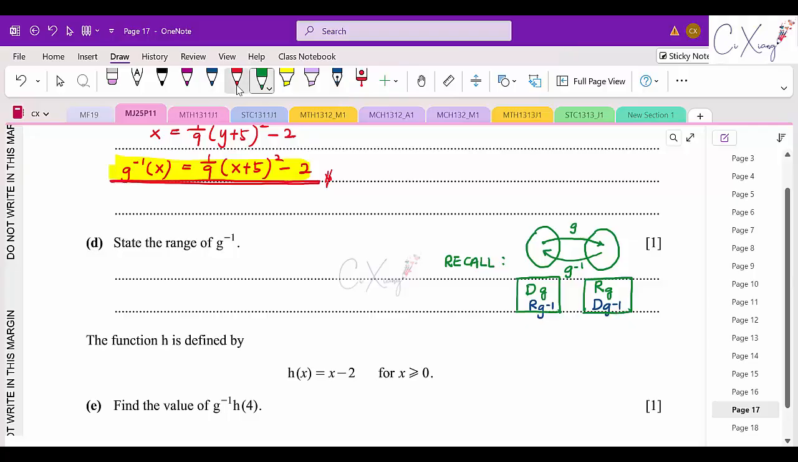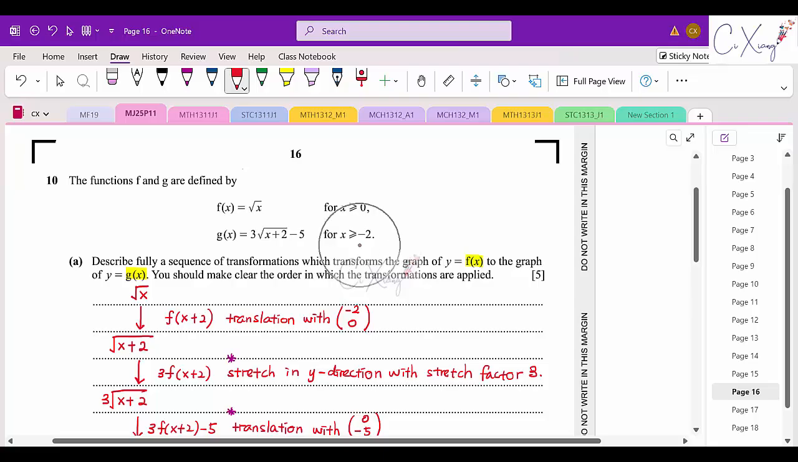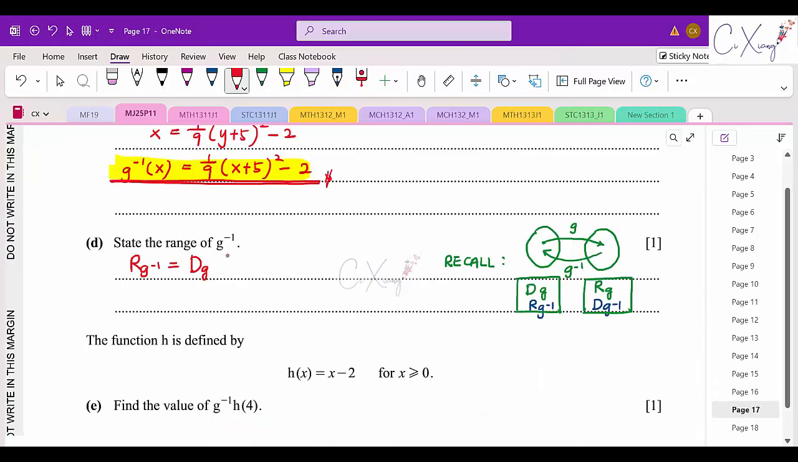Right, and now for this question, they ask us to state the range of G inverse. So we know that the range of G inverse is equal to the domain of G. So very easy, you just need to refer back to your function G. What is the domain for function G? x greater than or equal to -2. So in our answer here, to write out the range of G inverse, it is also greater than or equal to -2. But because we are talking about the range, it should be the value for y, so it should change, it becomes y greater than or equal to -2. So this result, I think you need to remember it because it will be asked quite frequently, right?